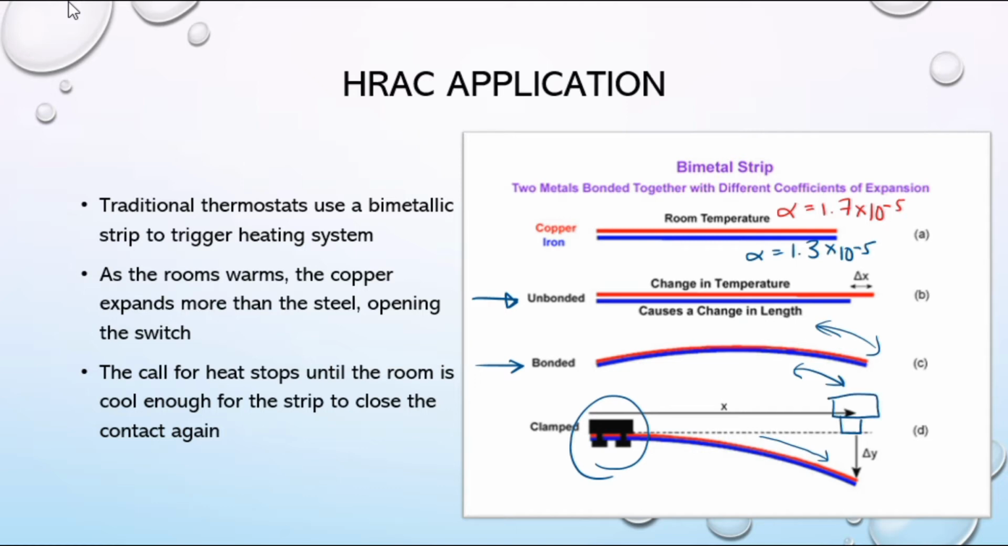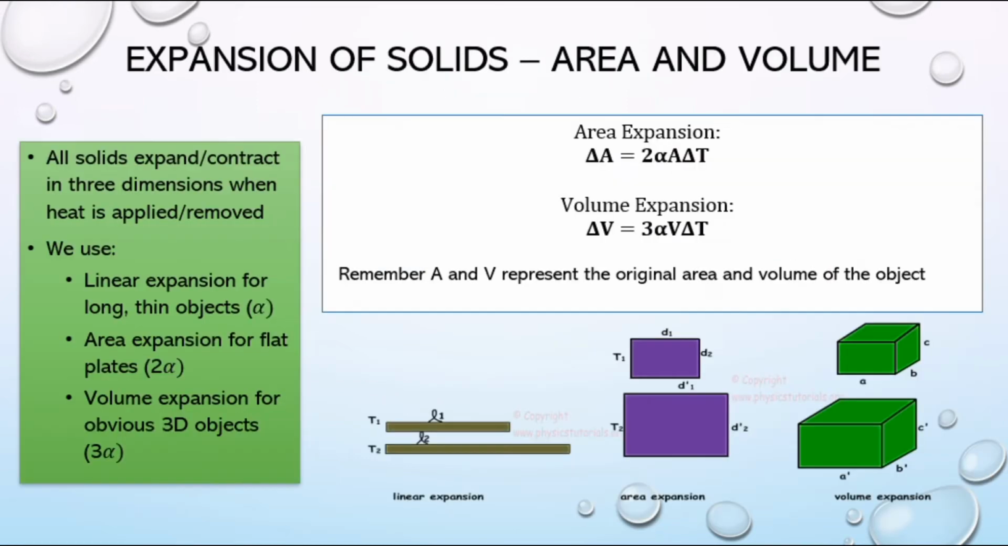So as you heat a room, the contact opens because the copper expands more. And then as the room cools down, as the temperature drops, it slowly goes back to a straight line. The contact is made again, and that signals the furnace to provide more heat. Now, they're not just a strip in old thermostats, they're a full-on coil, but that's the general idea.